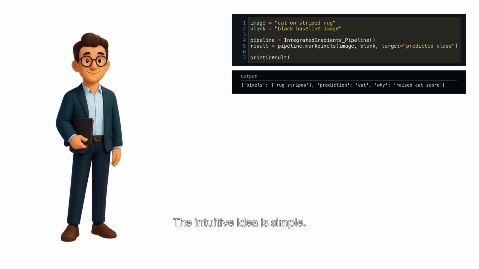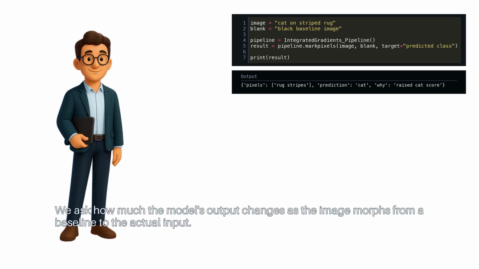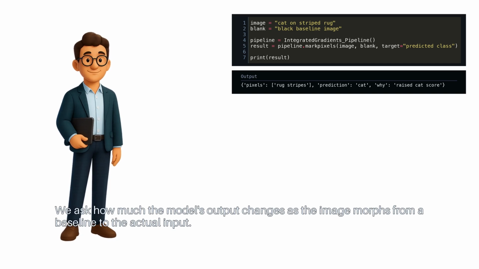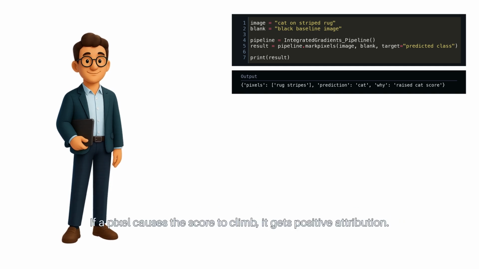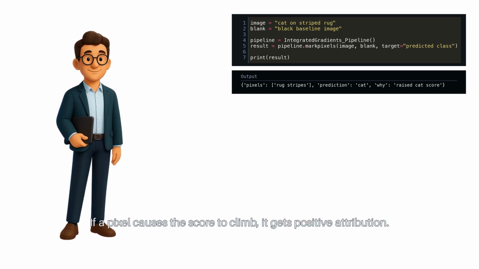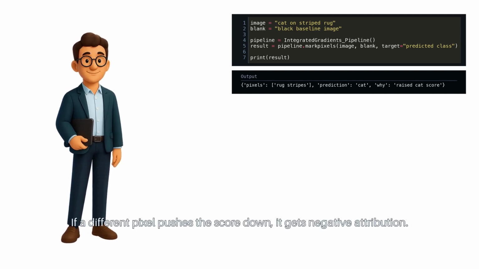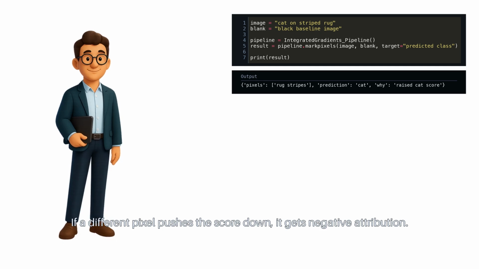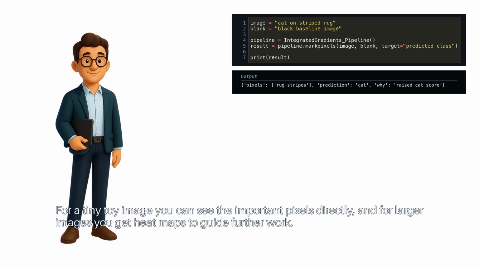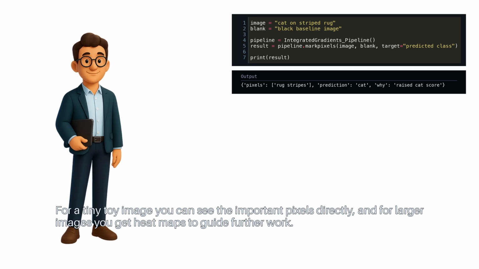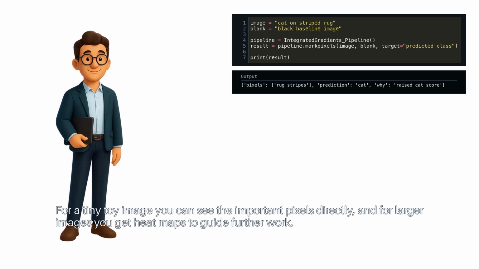The intuitive idea is simple. We ask how much the model's output changes as the image morphs from a baseline to the actual input. If a pixel causes the score to climb, it gets positive attribution. If a different pixel pushes the score down, it gets negative attribution. For a tiny toy image, you can see the important pixels directly. And for larger images, you get heat maps to guide further work.